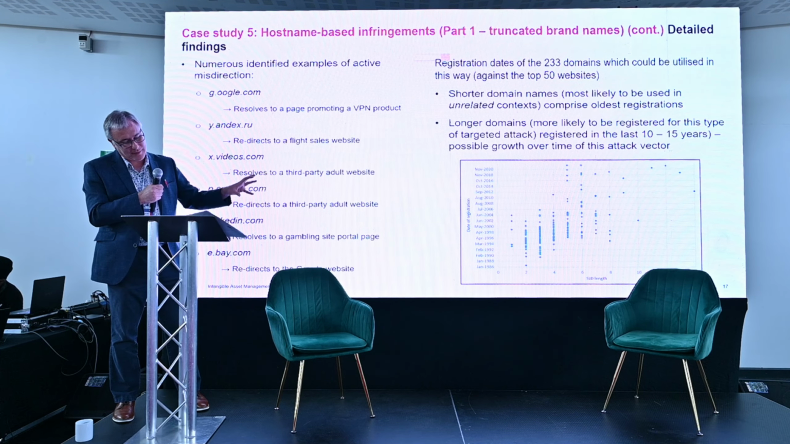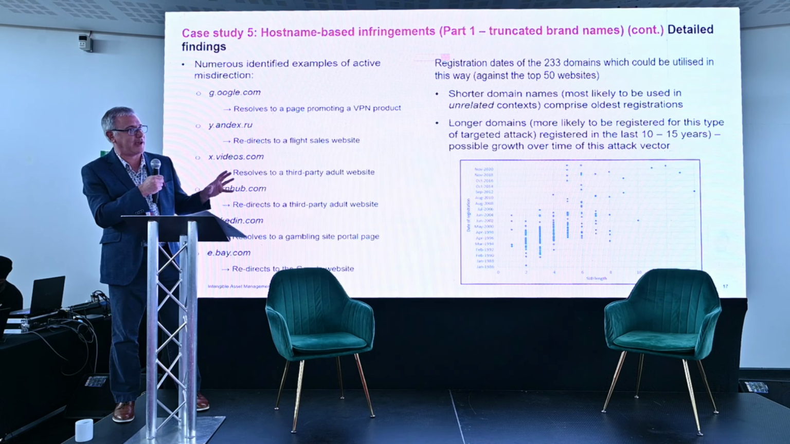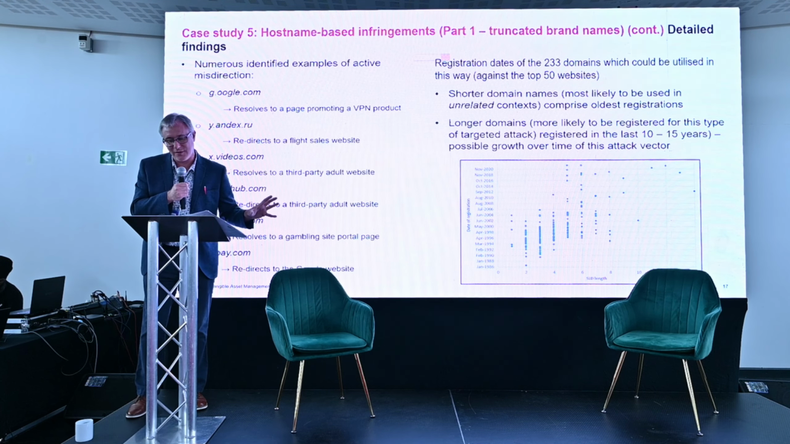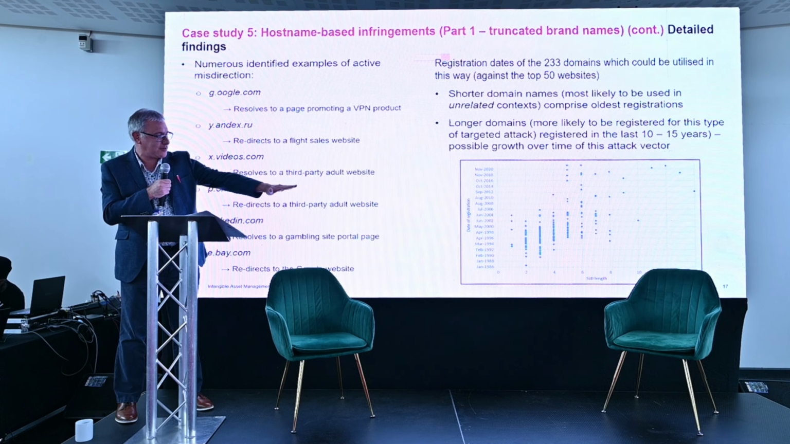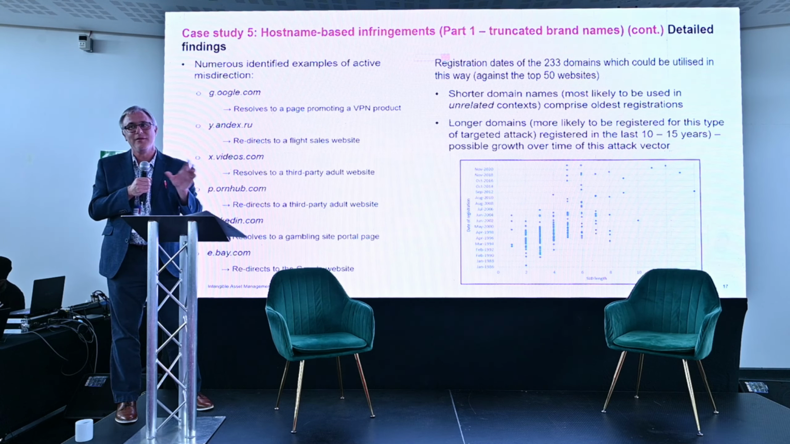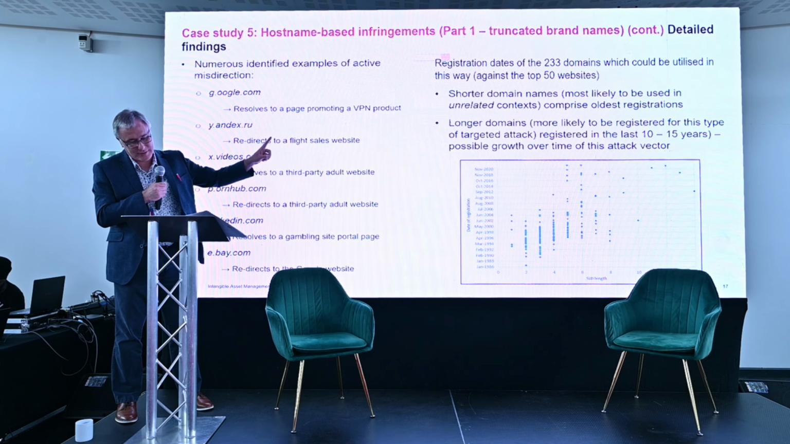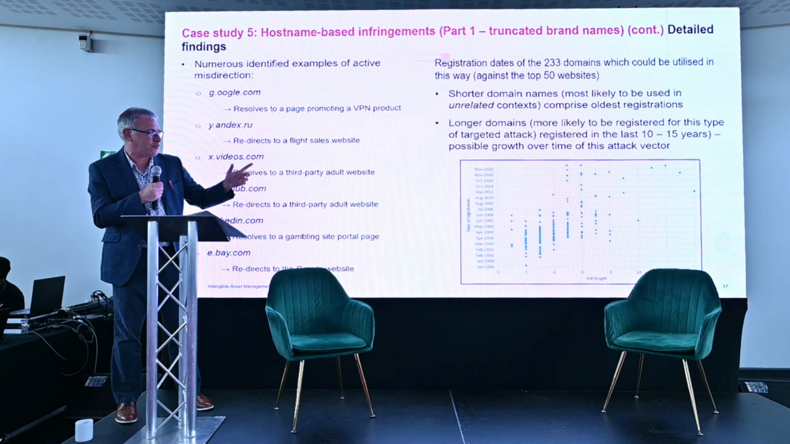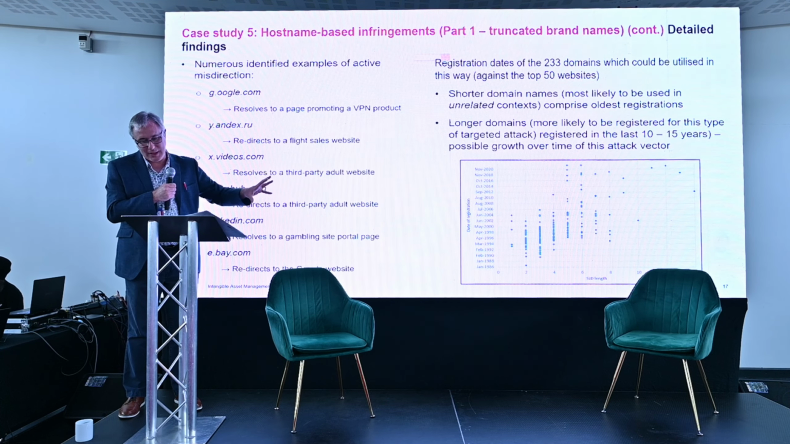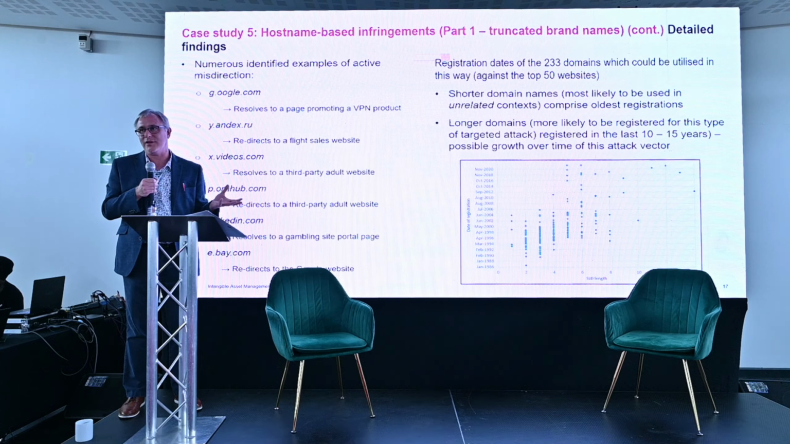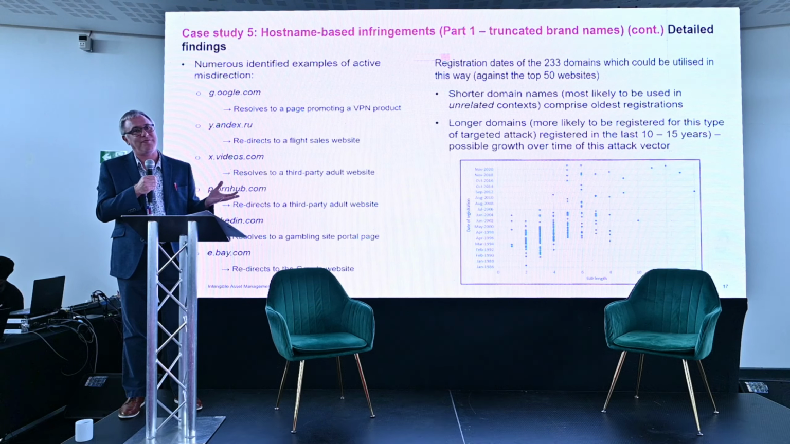The graph on the right is just trying to get a little bit of insight into how these patterns have changed over time. So what we've got here is a plot. Along the horizontal axis, we've got the length of the domain name that could be used in this way. And along the vertical axis, we've got when that domain was registered, with the oldest domains at the bottom going right back to the 1980s in some cases. Really what we're seeing here is that for the shortest domains, a lot of those were registered a long time ago. And that's really not surprising. These will have been domains that were registered in many cases for completely unrelated purposes.